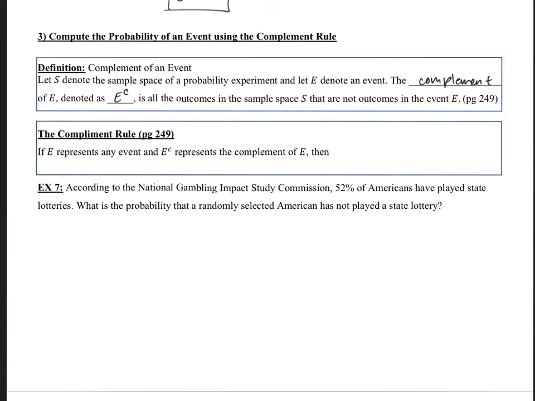Now let's take a look at the complement rule. Well, the complement rule is if E represents any event and E complement represents the complement of E, then the probability of E complement is just 1 minus the probability of E.